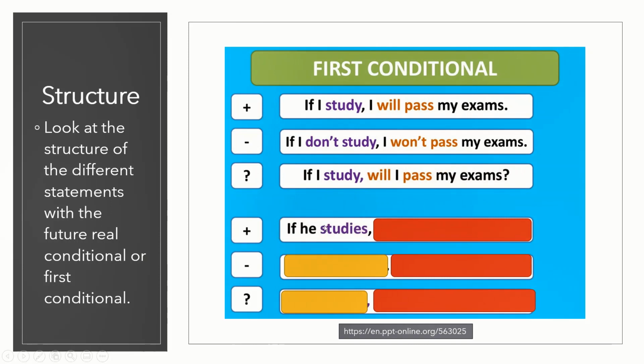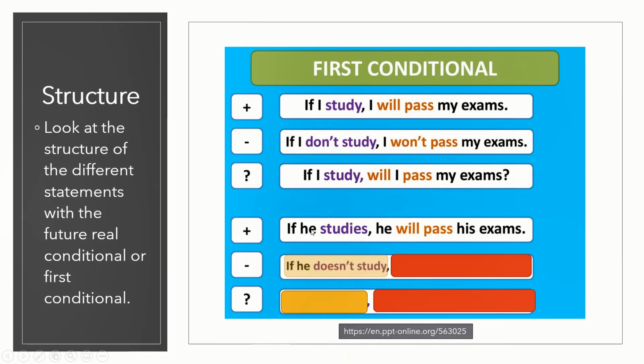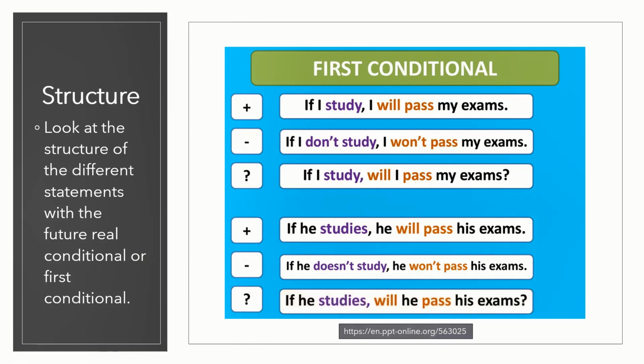Also, I can use it with third person singular. If he studies, he will pass his exams. Remember that here we're using the simple present, so that's why we have to apply the rules for the verbs for the third person singular. In negative, if he doesn't study, he won't pass his exams. We have here the negative condition, and here the possible result. If he studies, will he pass his exams?